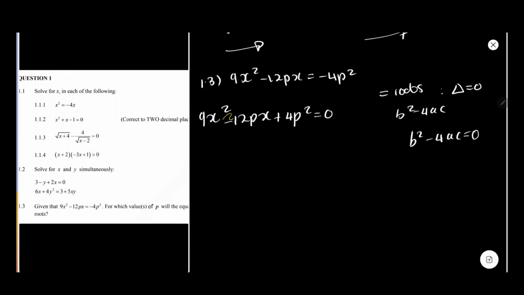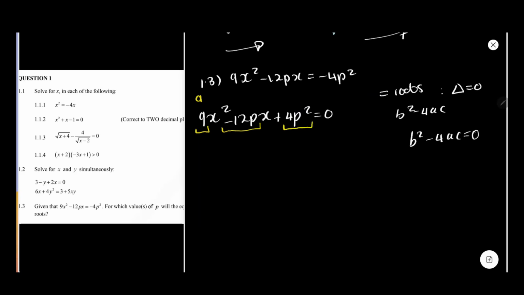So here, whatever the coefficient of x squared is, that is a. So that is our 9, that's our a. And then whatever the coefficient of x is, that is b. So in that case, that will be a negative 12p. That is the coefficient of x, whatever is in front of x. And then c is the constant, so the only one that does not have x in it. And so that will be your 4p squared. Okay, so we can just go ahead and put that in.